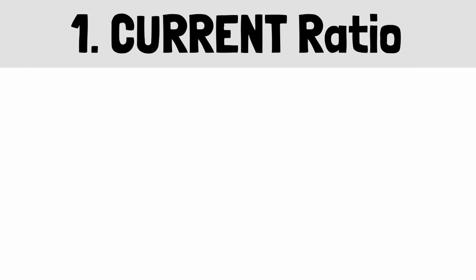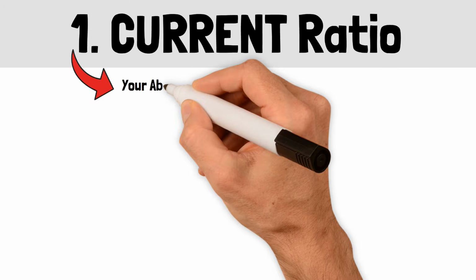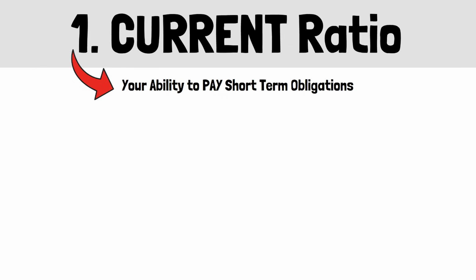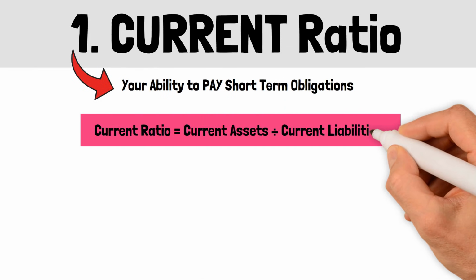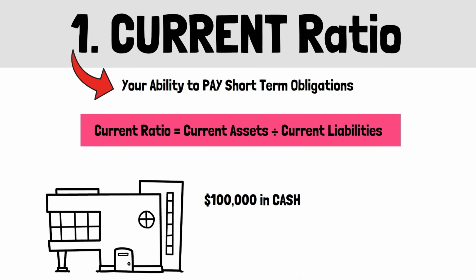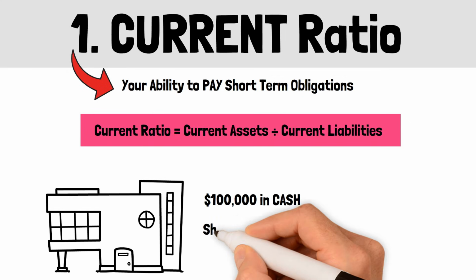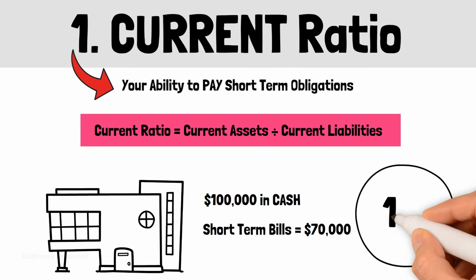Number 1. Current ratio. The current ratio measures your ability to pay short-term obligations. The formula is current assets divided by current liabilities. Imagine your business has $100,000 in cash, inventory, and receivables combined. Your short-term bills total $70,000. Divide $100,000 by $70,000 and you get about 1.4.